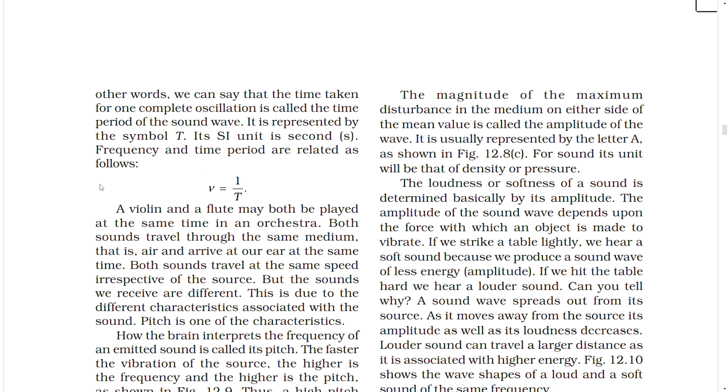A violin and a flute may both be played at the same time in an orchestra. Both sounds travel through the same medium, that is air, and arrive at our ear at the same time. Both sounds travel at the same speed irrespective of the source, but the sounds we receive are different. This is due to the different characteristics associated with the sound. Pitch is one of the characteristics. How the brain interprets the frequency of an emitted sound is called its pitch.